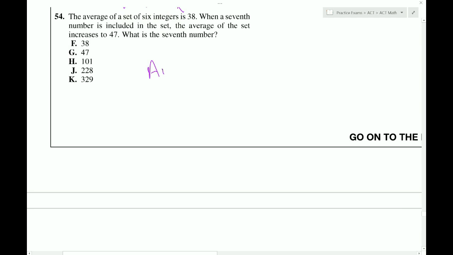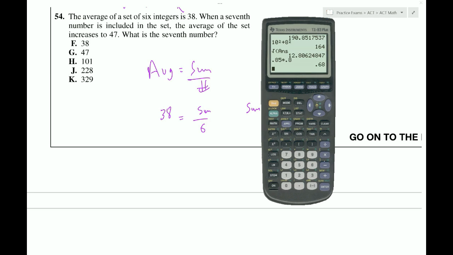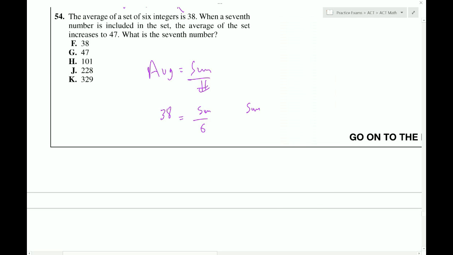So average, so right away we write our average formula of a set of 6 integers, so we know the number is 6. The average is 38, so that goes in the average position. So right away, before I even read on, I'm going to find out what the sum is, because 99% of the time I'm going to need that value. 38 times 6, 228.